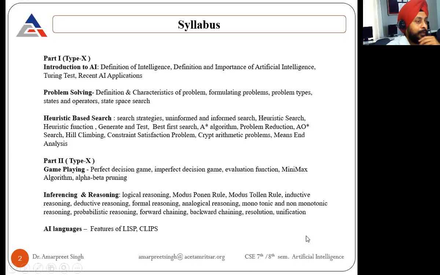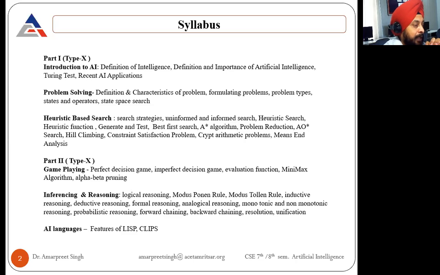So this is your syllabus. Your syllabus is divided into 4 parts, or 4 sections, or you can say 4 units. In this slide, the first 2 parts are shown. So I will stop here so that you can go through and read the content of part 1 and part 2. Starting from part 1, it is introduction to AI. This is the first chapter of the first unit, that is, the introduction to AI.